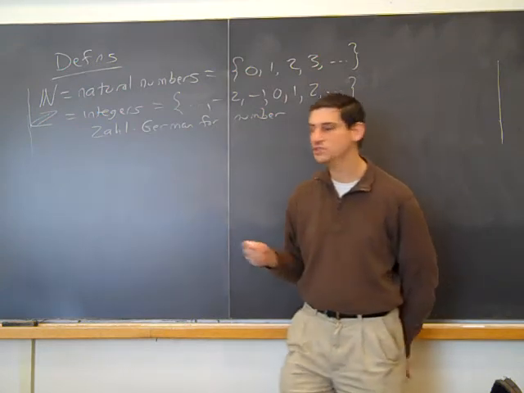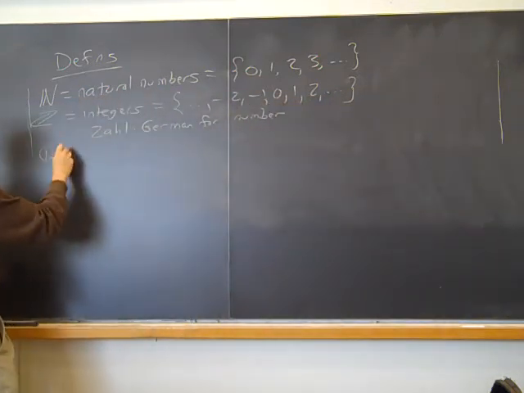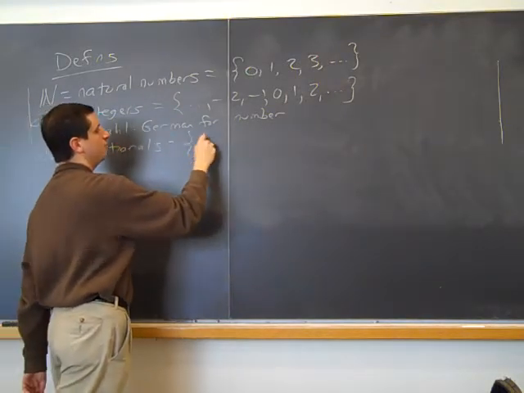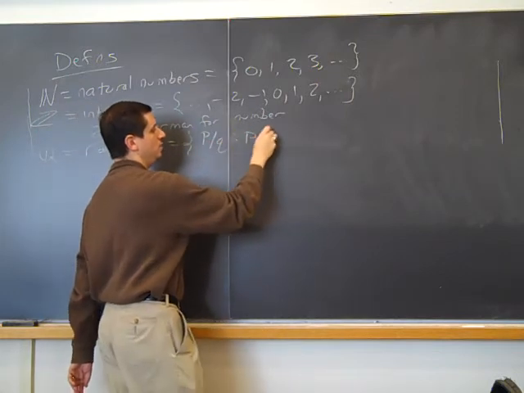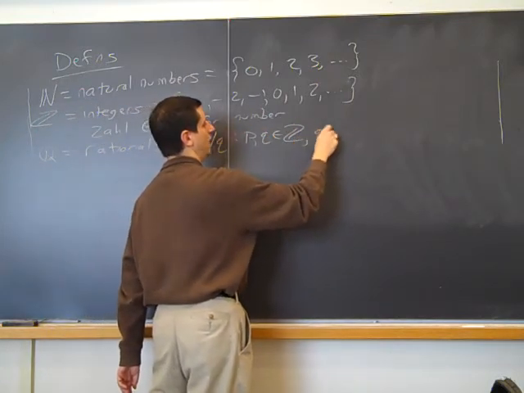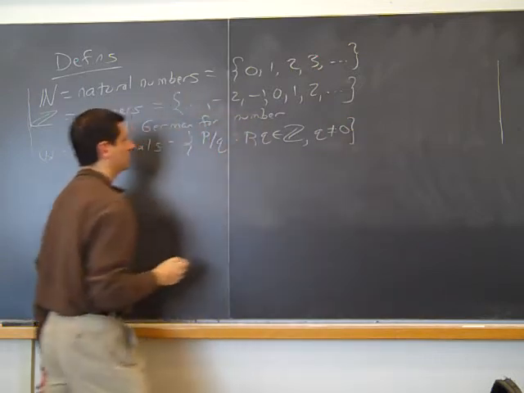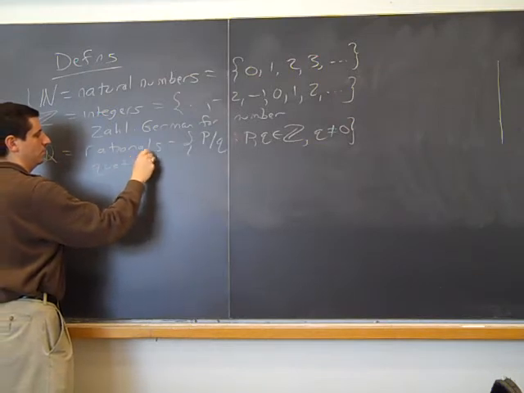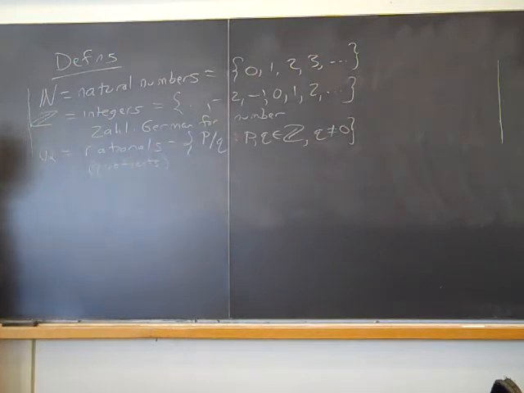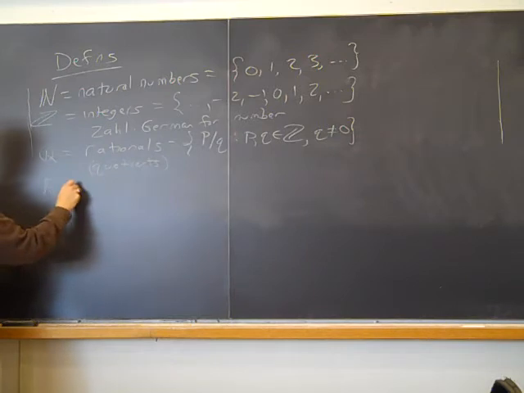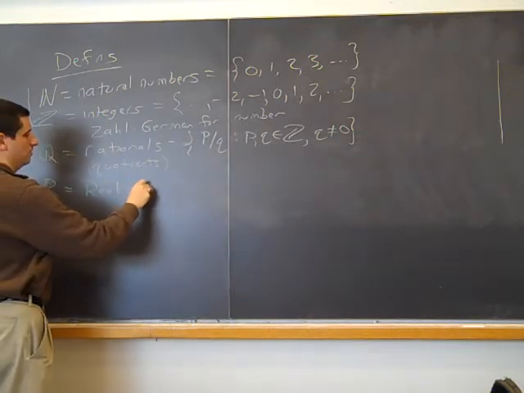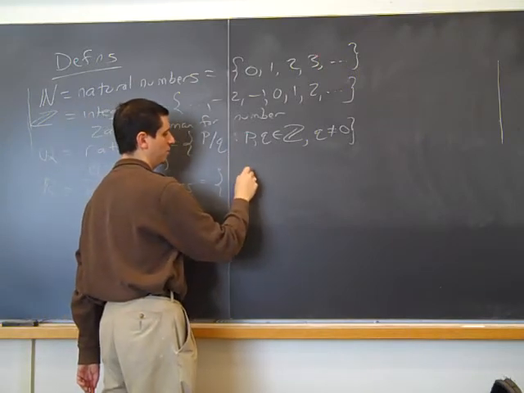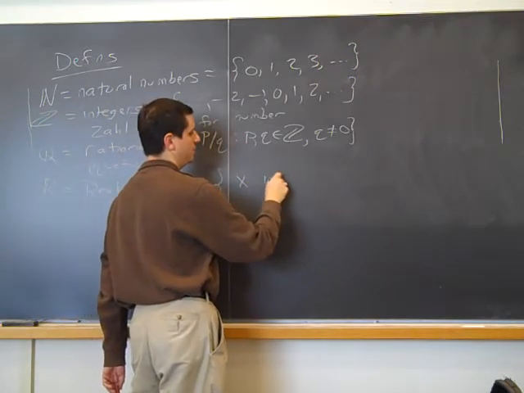After the natural numbers and the integers, the next thing that we get are the rationals. And these are all things in the form p over q. P and q are integers, and q does not equal 0. And we call this Q for quotients. Next is R, and this is the real numbers. And this is all numbers x, think of it as infinite decimals.